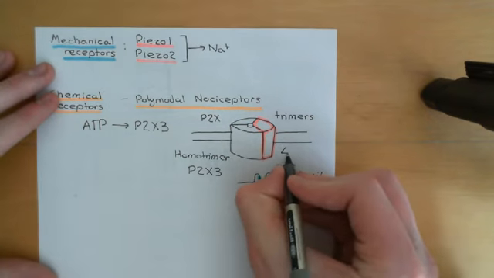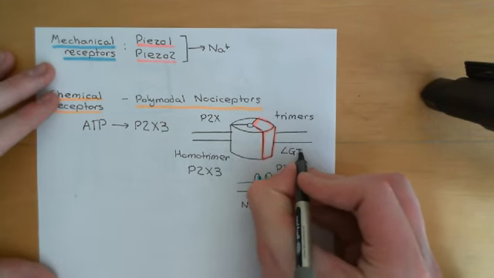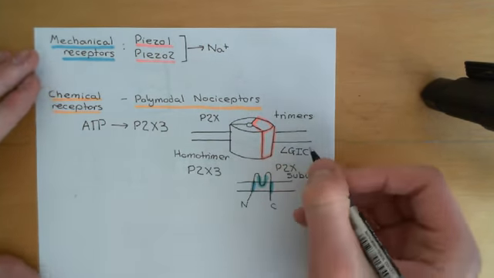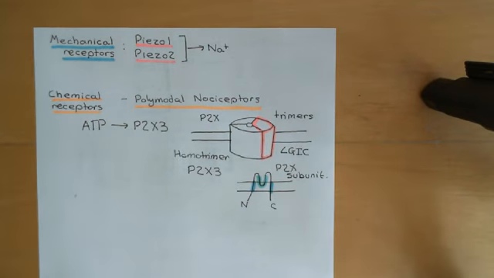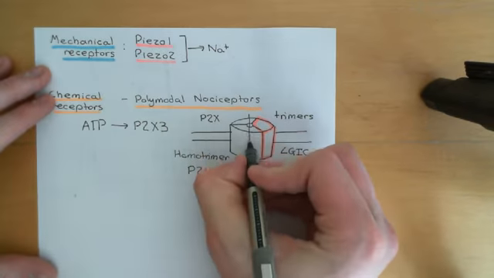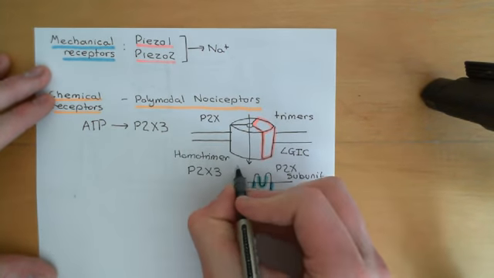And this is an example of a ligand-gated ion channel, an LGIC for short, because the binding of the ATP is going to cause conformational changes in the P2X3 receptor, which will then open the pore and allow sodium ions specifically to move through it into the cytoplasm of the cell.